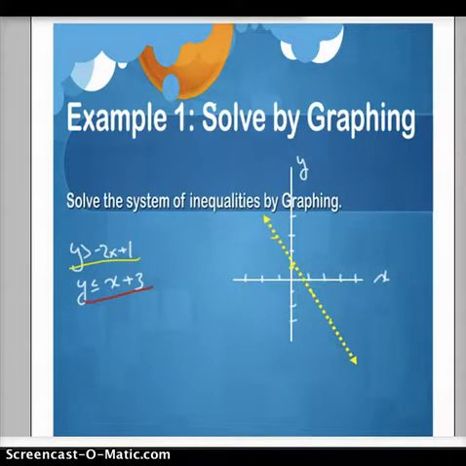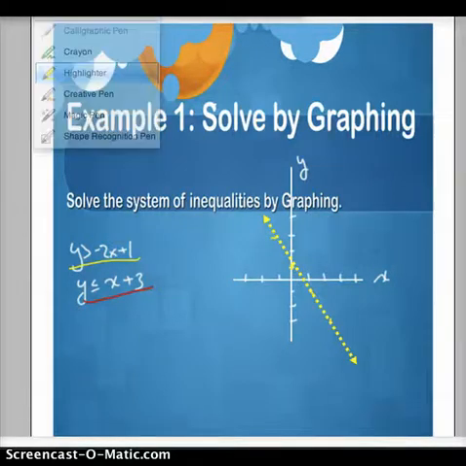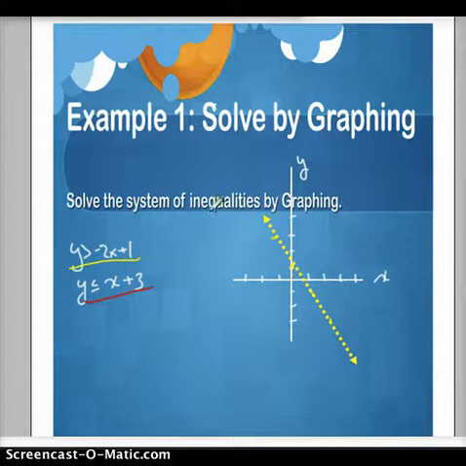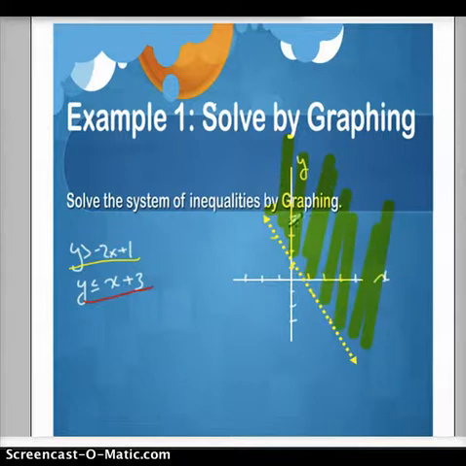We would choose a test point, usually 0, 0, and see what happens. If it works, then we shade that in. Remember all of that? I also mentioned that I look at this and say y is greater than, where greater than means above, and I shade above. So either way you do it, with a test point or not, the solution to this is all above that line, and that line is not included. So I'm trying to shade that in there.